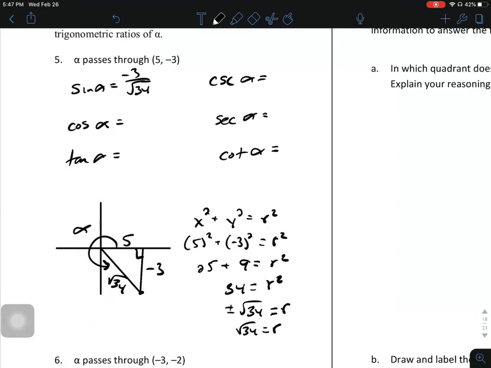Cosine of alpha, that's x over r. Square roots are getting pretty lazy. Tangent is y over x. And then we got the reciprocals: cosecant is the reciprocal of sine, secant is the reciprocal of cosine, and cotangent is the reciprocal of tangent.